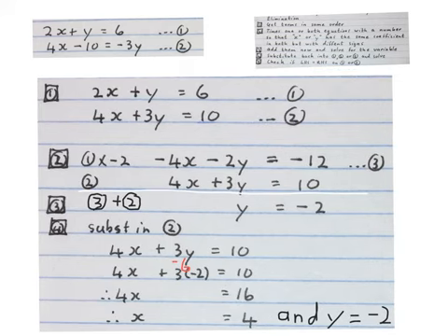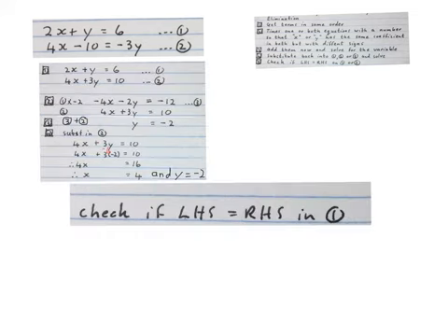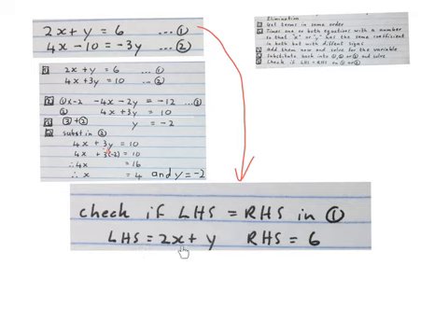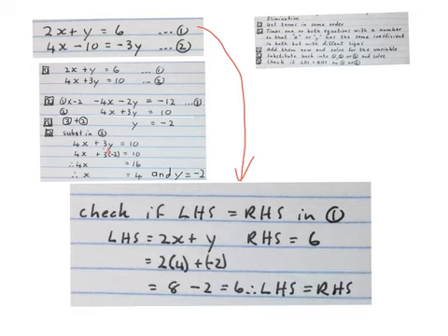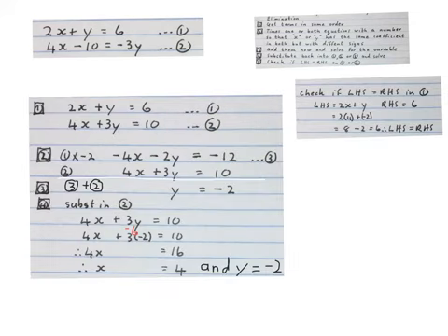Please stop the video and get your brain around this technique. Now you may check your answer. Check if your left-hand side is equal to your right-hand side. In any one of the equations, I'm going to go for equation 1 again. The left-hand side is 2x plus y and the right-hand side is 6. You simplify and you see that the left-hand side is also equal to 6. The left-hand side equals to the right-hand side. So our values for x and y must be right. Please stop the video and get your brain around this one.